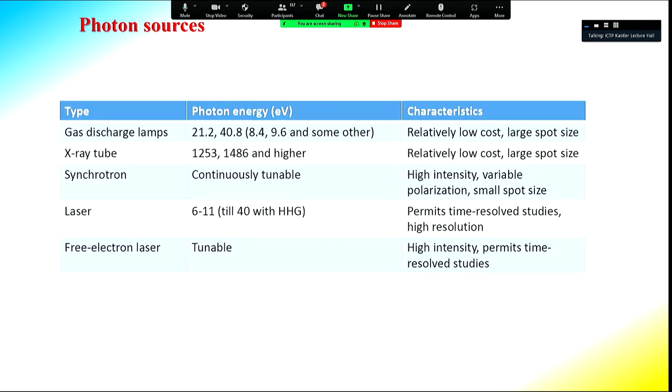These are typical photon sources that are used for photoemission. The first two, the gas discharge lamps and X-ray tubes, are commonly used in the laboratory photoemission. They have relatively low cost.